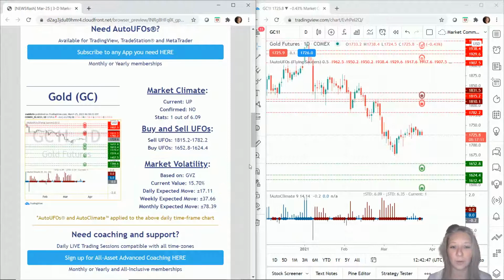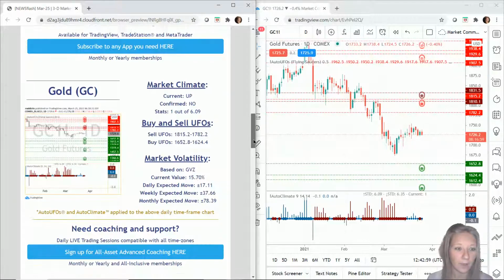Again, hard to call in which direction because we're not close enough to either stack of orders. Of course, new orders can come into the market, so we'll keep an eye out for that. But based on what we see at the moment, not close enough to either stack of orders and nothing going on with the climate. Okay, so we'll move on to the next market.